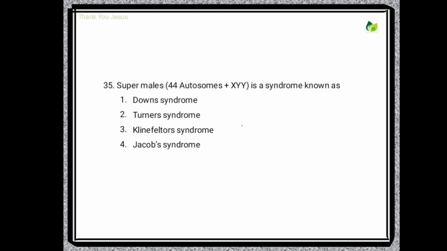Supermales is a syndrome known as. They have XYY in their genome. So this syndrome is also called XYY syndrome, which is characterized by an extra Y chromosome. This syndrome is also called Jacob's syndrome. The answer is Jacob syndrome. Let's see the next question.